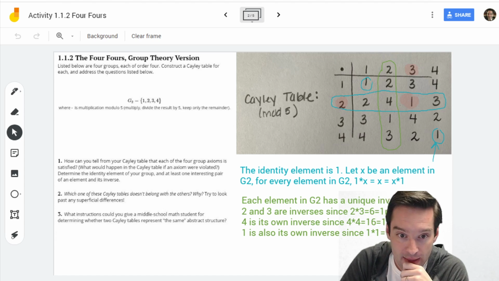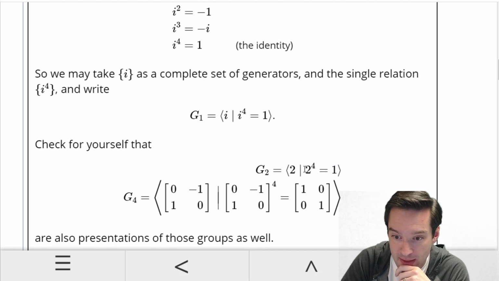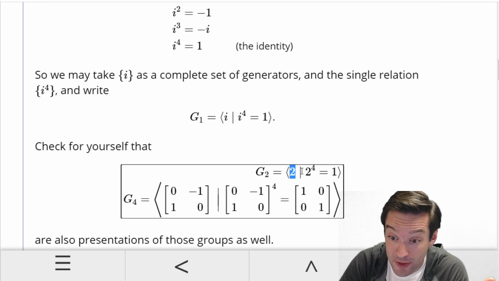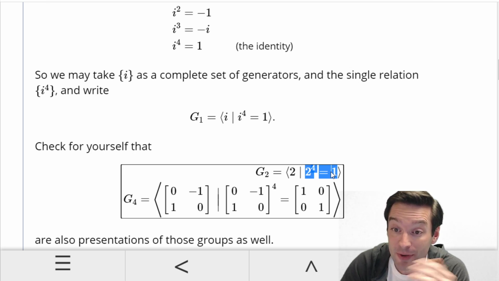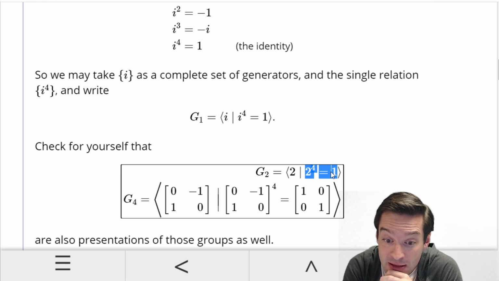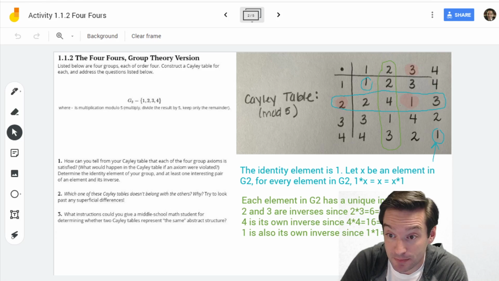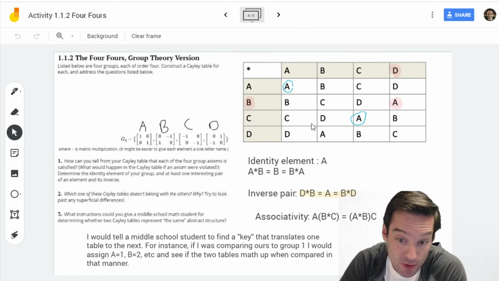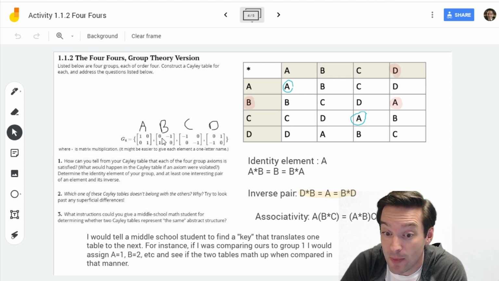So how I would say that, right, is I would say that we can represent this group as having a generator of 2 with the single relation 2 to the 4th power is equal to 1. Similarly with our matrix multiplication group. This was G4. Right? This group, it turns out, we can single out a single matrix. Let's say this matrix B, 0, -1, 1, 0.